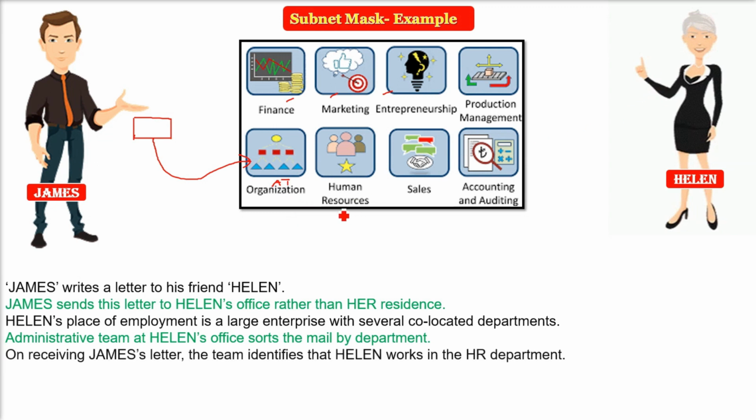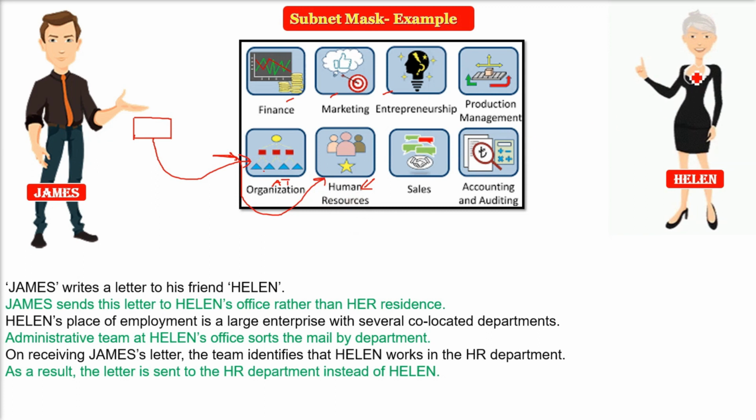Now when the letter reaches the office, the administrative team at Helen's office starts sorting it by department. Once James's letter is received, the team identifies that Helen works in the HR department. This letter is actually for Helen, who is working in the HR department. So as a consequence, the letter is sent to which department? HR department. Not to Helen, but to HR department.